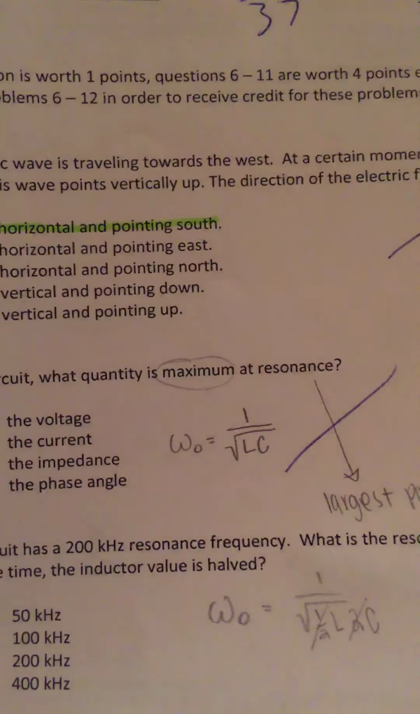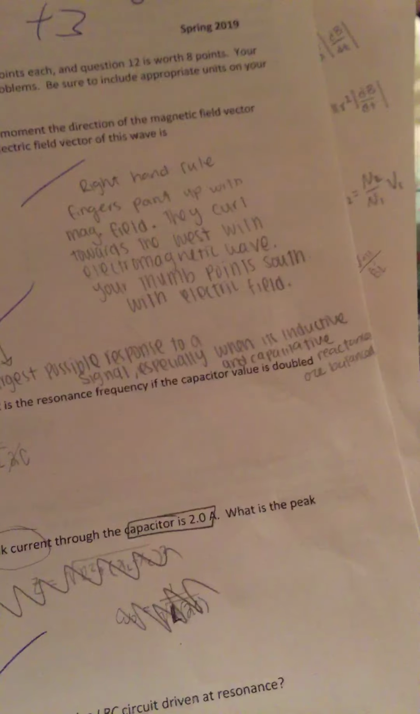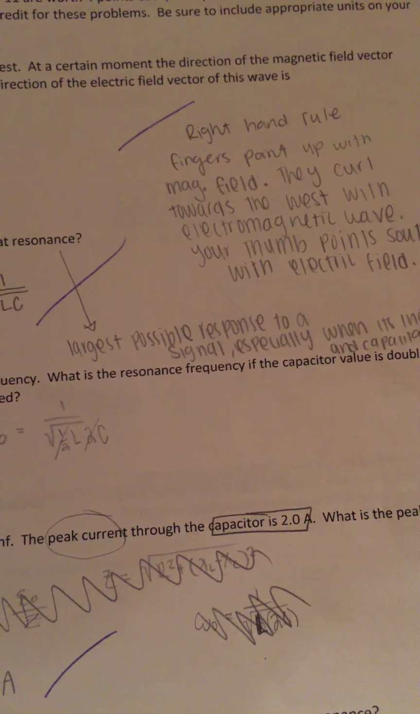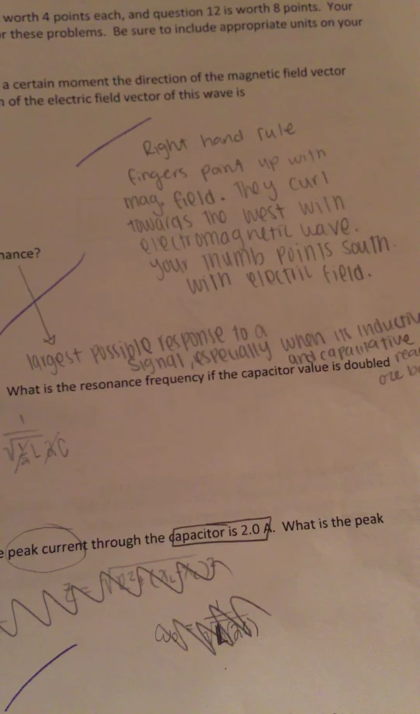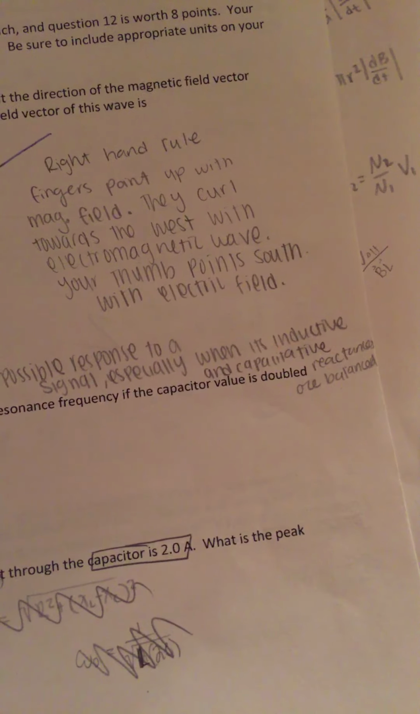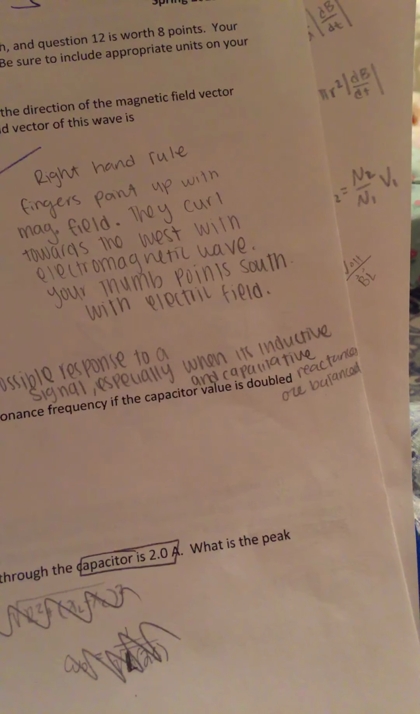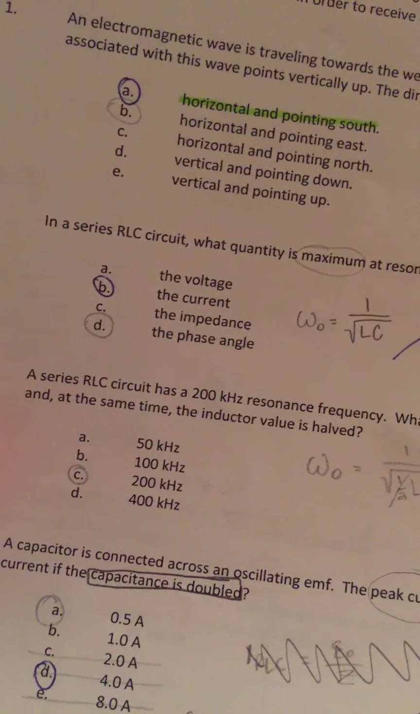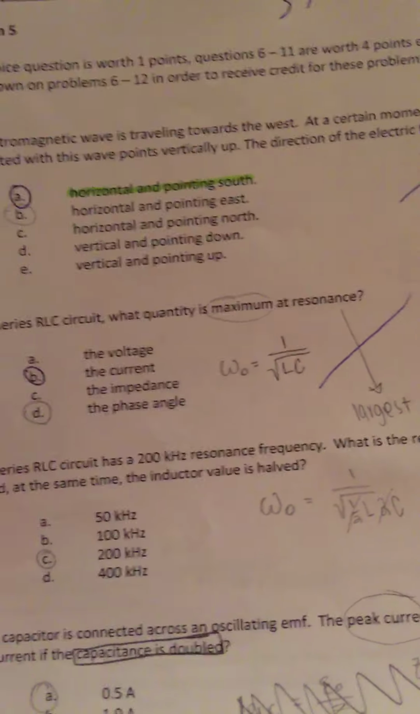Problem number 2, in a series RLC circuit, what quantity is maximum at resonance? I kind of gave an explanation of what I found on resonance. I know it's not what it says in our notes, but this is what I found real fast. It says largest possible response to a signal, especially when its inductive and capacitive reactances are balanced. So the correct answer to that is the current is at its max.